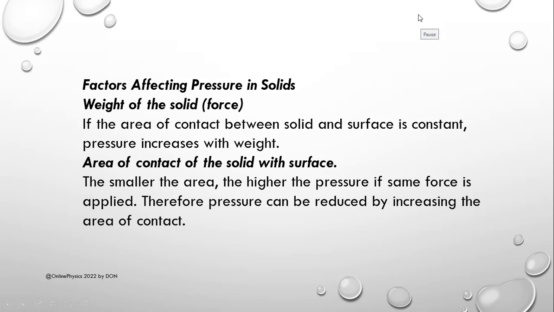And we can talk about the second one, which is the area of contact of the solid with the surface. The area of contact of the solid with the surface is also very critical, because the smaller the area, the higher the pressure if the same force is applied. Therefore, if we have a wider area, then the pressure applied is minimum. Therefore, pressure can be reduced by increasing the area of contact.